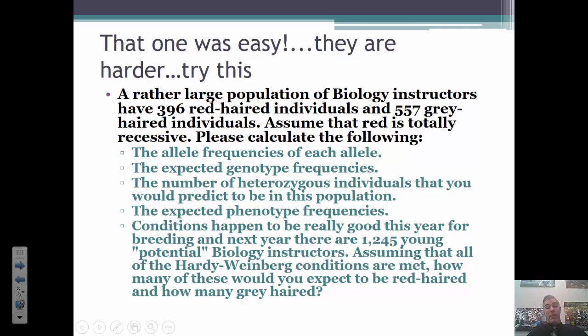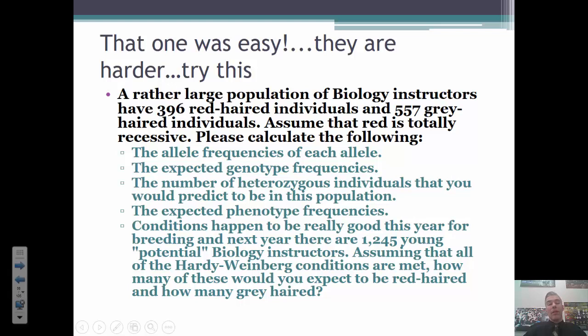So that one was easy. Let's try one that's much more difficult, okay? The numbers don't work out quite as well in this case. So, a rather large population of biology instructors have 396 red-haired individuals and 557 gray-haired individuals. Assume that red hair is totally recessive.